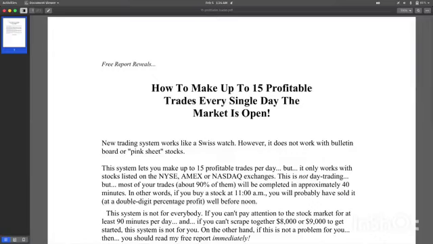Hello everyone. In this particular video, I'm going to be dissecting a copy by Gary Halbert, the legendary copywriter. This is a copy titled 15 Profitable Trades. We take a look at it and then try to see the copywriting techniques that are being employed in this particular copy.